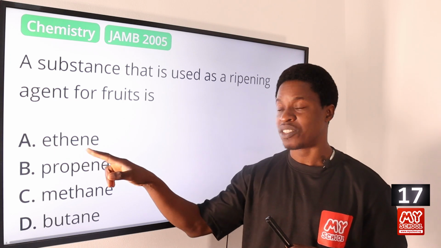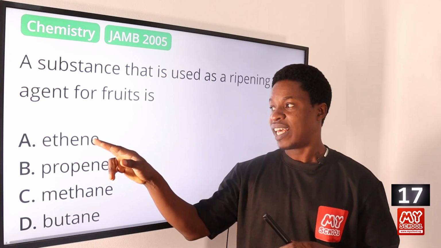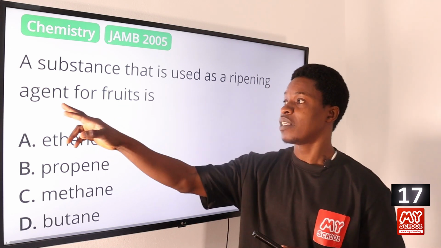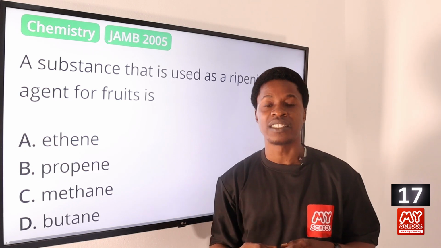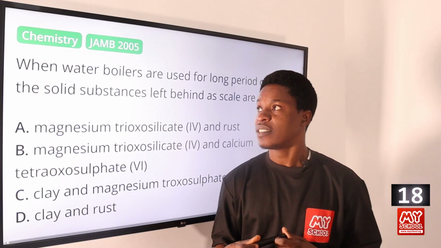It's ethene. So in some cases you might not see ethene, you might see ethylene. It's the same thing. Ethene is the substance that is used as a ripening agent for food. So the correct answer is option A. Now let's move on to question number 18.